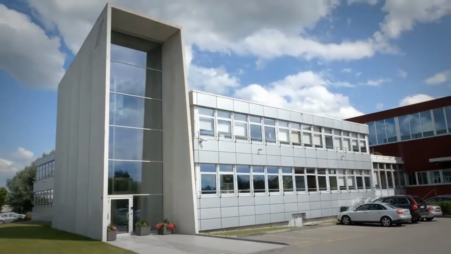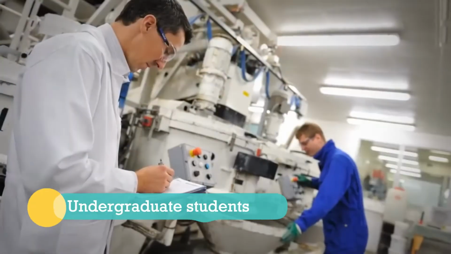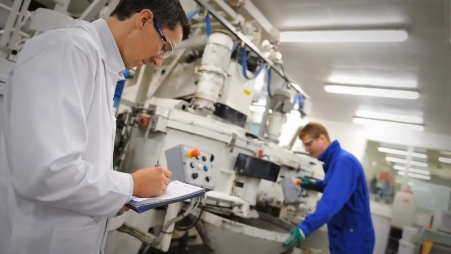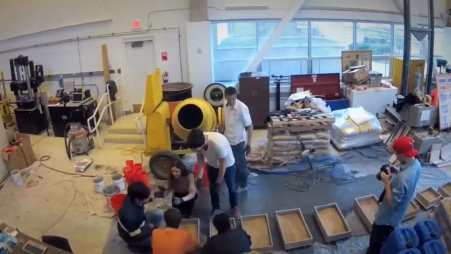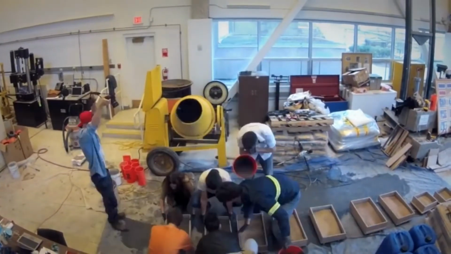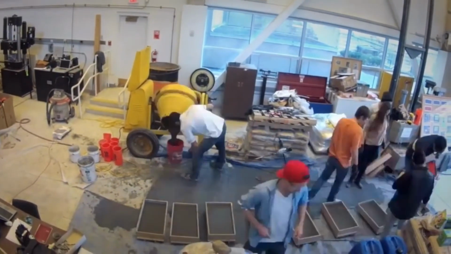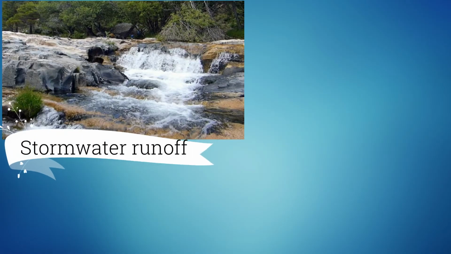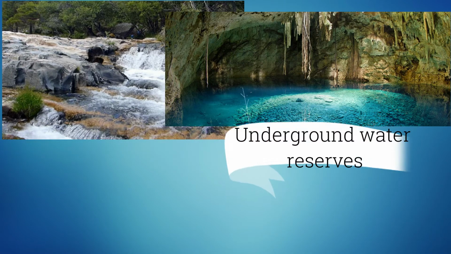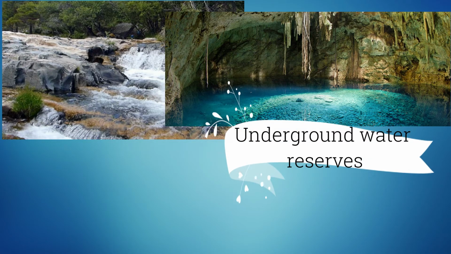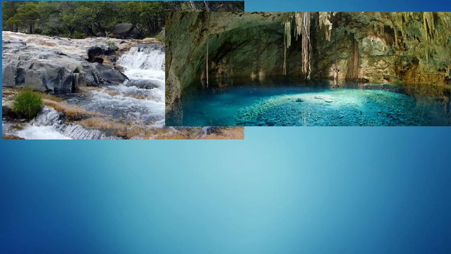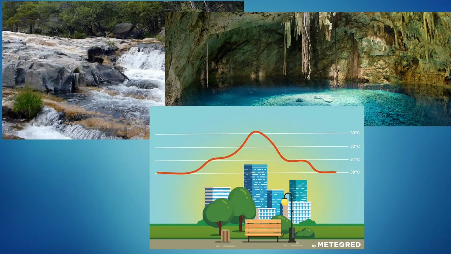On the other hand, it motivates undergraduate students to be closely related to pervious concrete, a variation of conventional concrete which makes it a sustainable material that requires less cement in its preparation and is capable of reducing stormwater runoff, supplying the underground water reserves, allowing it to reach the surrounding vegetation and reducing the heat island effect generated by conventional concrete.